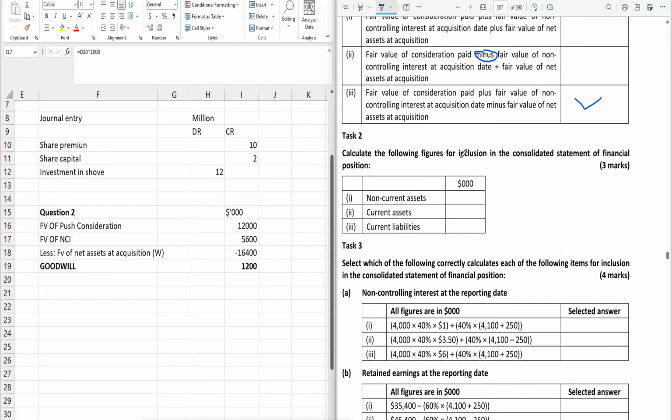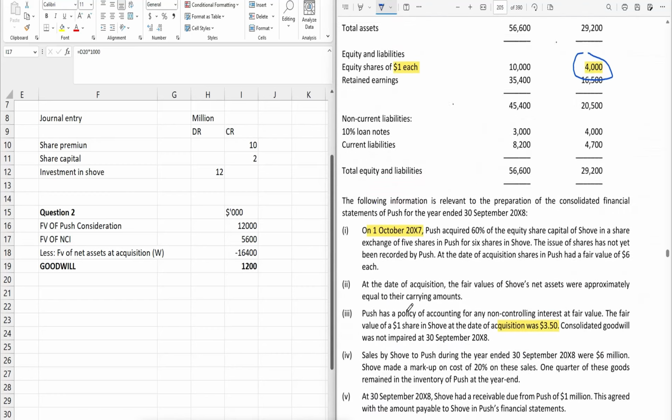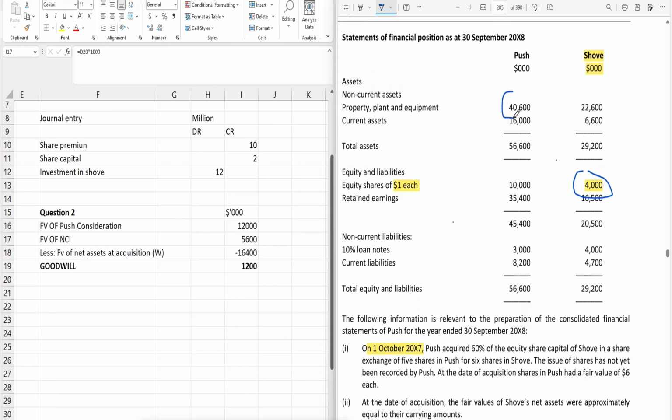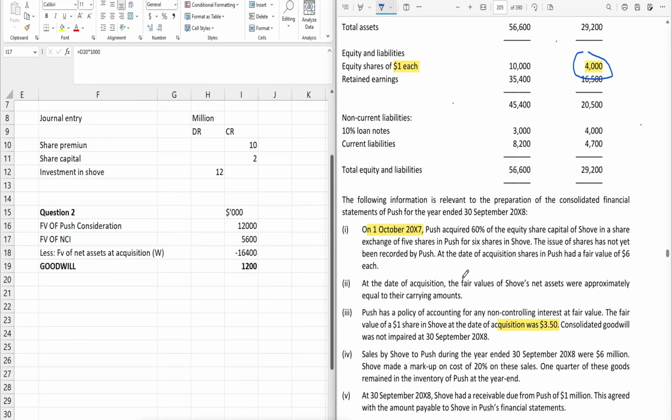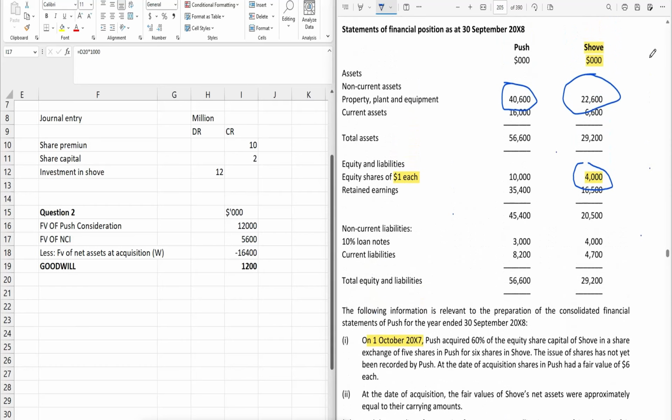Calculate which of the following figures for inclusion in the consolidated statement of financial position. See, you need to check whether the question is asking for the individual entity or for the consolidation. So here the question is asking for the consolidation. So what will be the non-current asset value? Non-current asset for both entities is 4,600 and 22,600, and you need to check whether there is a difference in the fair value of this asset due to revaluation. But the question says there has been no change in the fair value from the acquisition, so we don't need to worry about that part.